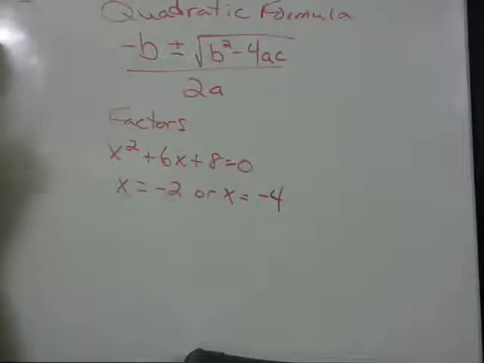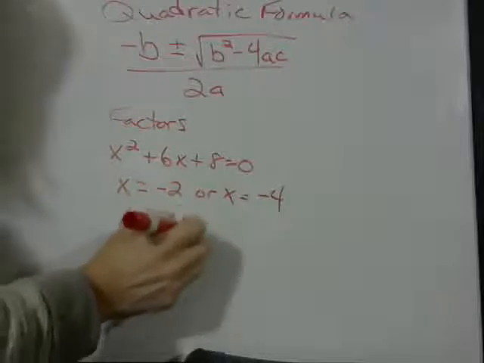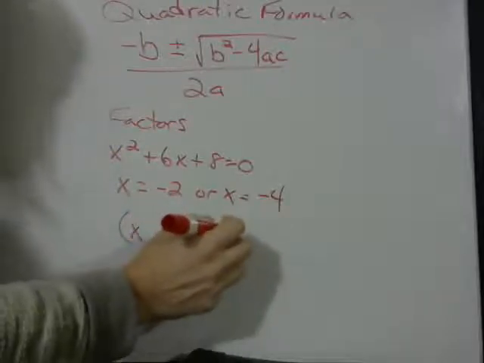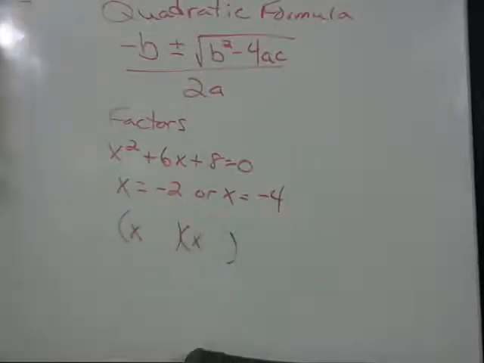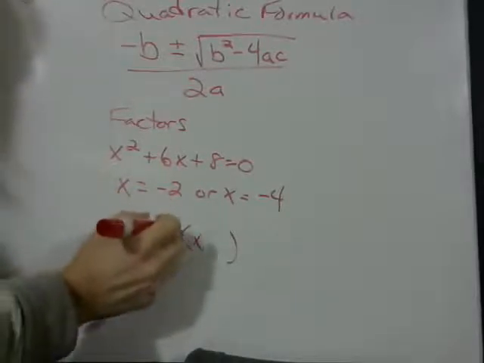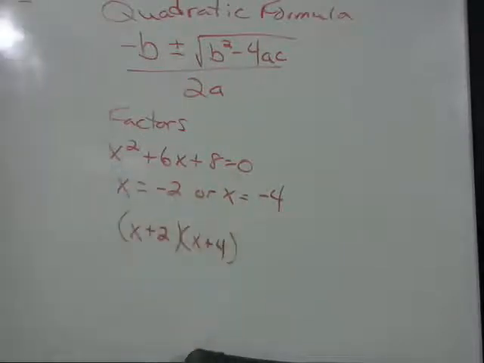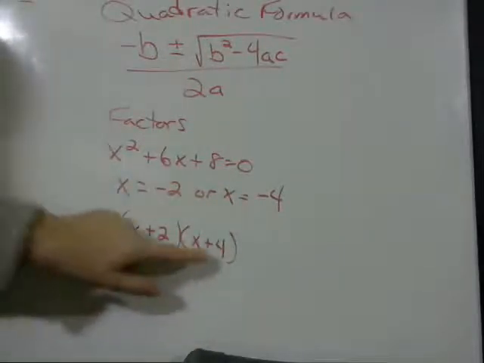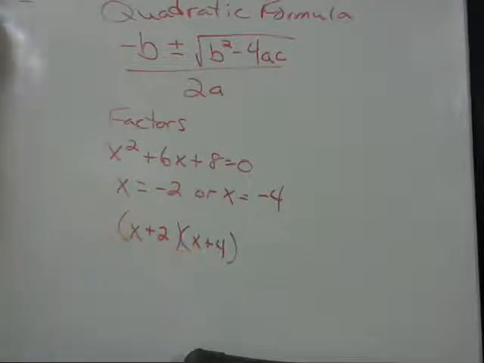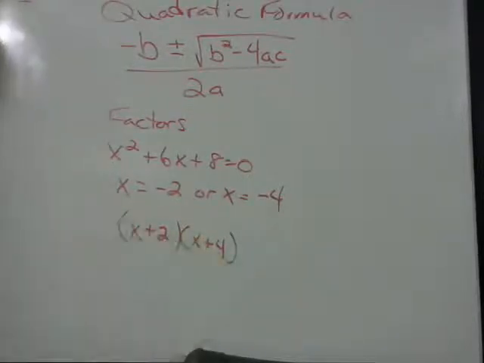Those were the roots. Now when they want to find the factors, what they're looking for is something that looks like this. You're going to have two parentheses with an x at the beginning. If this is negative 2, then you write this as a positive 2. If this is negative 4, you write this as a positive 4. Those are the two factors. The two factors are x plus 2 and x plus 4.